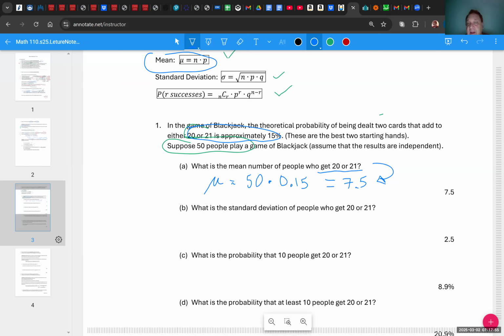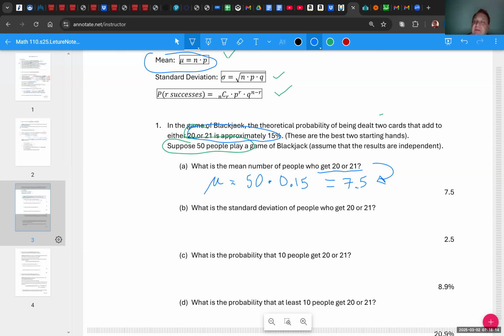a game of blackjack, we would assume, most often 7 or 8 people get either 20 or 21, right? So between 7 and 8 people is the majority, the center, the most common number of people who get 20 or 21, these good starting hands.